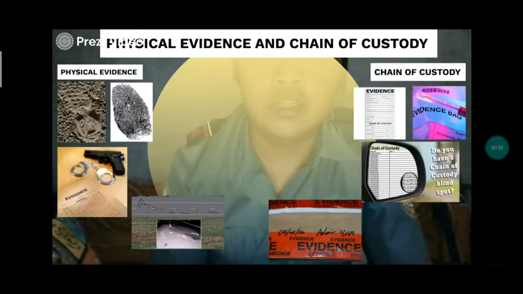Chain of custody. Ito naman po refers to the order in which evidence has been handled during the investigation of a case. Pinapakita dito kung paano i-handle yung evidence na required para magamit as evidence in court.